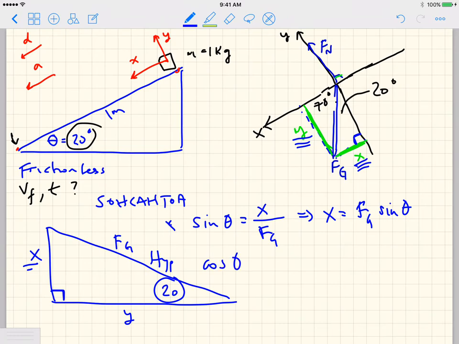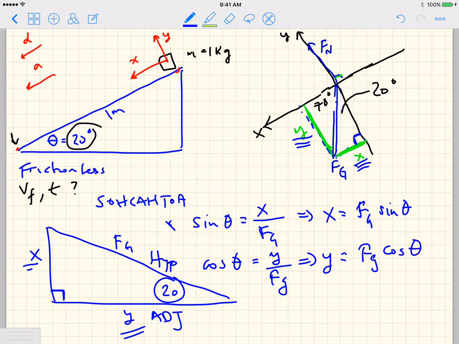And likewise, cosine theta is the Y component divided by the force of gravity, the adjacent, divided by the hypotenuse. And so that means that the Y component is FG cosine theta, right? So the steps here that we needed to get right was to make sure that we knew that this angle of the inclined plane was this angle here, not this guy. And then we got our components that we need, the X component and the Y component, and now we can collect all the X forces and collect all the Y forces.